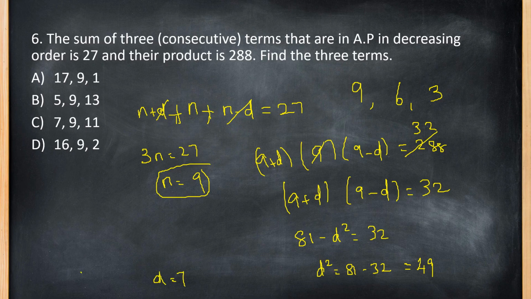And what are we supposed to find? Find the three terms. So the first term is a plus d, that is, 9 plus d. N is 9. 9 plus 7, it is 16, and then 9 and 2. Okay, so these are the numbers, which is option D. 16, 9 and 2, option D.